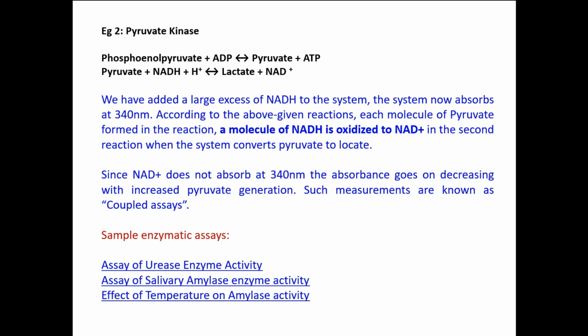Okay, so what happens here? The pyruvate reacts with the NADH, and then NADH will be converted into NAD plus. Let's imagine that there are 100 molecules of NADH when I added it. Then, as and when the pyruvate molecules are formed, the first pyruvate molecule will react with that, and then it converts into lactate and NAD plus. Now only 99 NADH molecules are there.